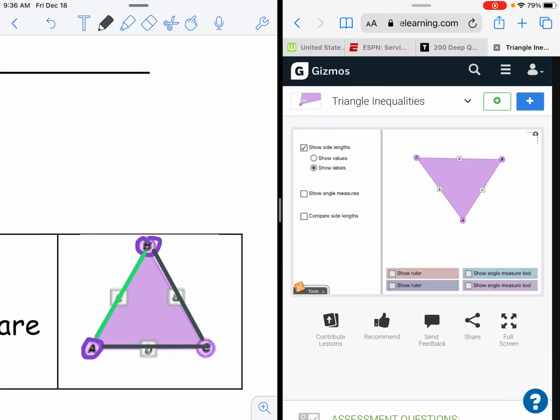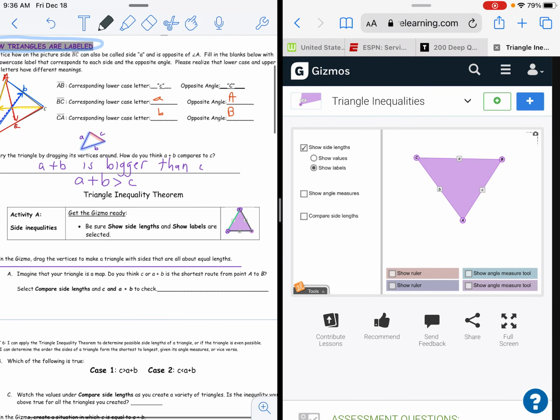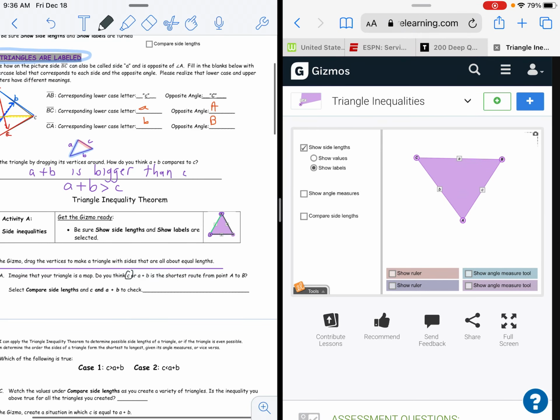Well, I think it's just going to be that green route. That seems way shorter. The shortest distance between 2 points is a straight line. All right. I think C. I'm just going to circle C right here. And we can compare side lengths. So boop, click it. C.